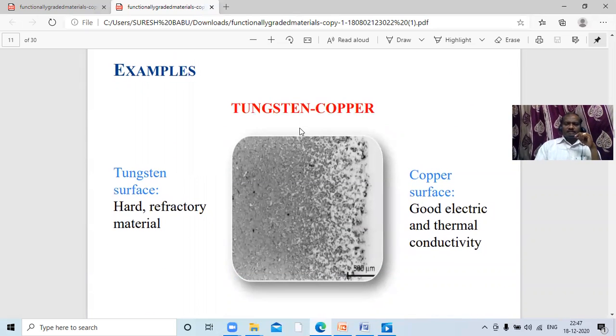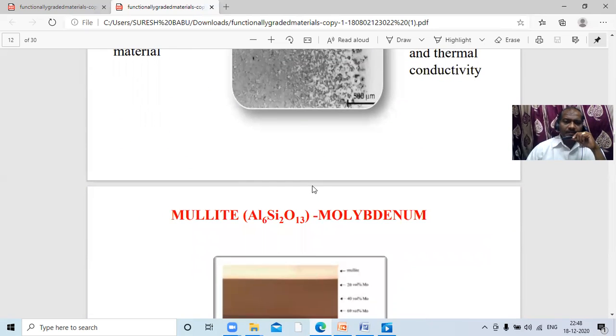Examples of these materials are tungsten surface, that is a hard and refractory material, and copper surface, good electric and thermal conductivity. So by preparing an FGM material with a combination of tungsten and copper, these properties are possible. One side we have a soft nature and the other side we have a hard nature. Here we can use it for one specific purpose, and here we can use it for another specific purpose. That is how we can explain this FGM importance.